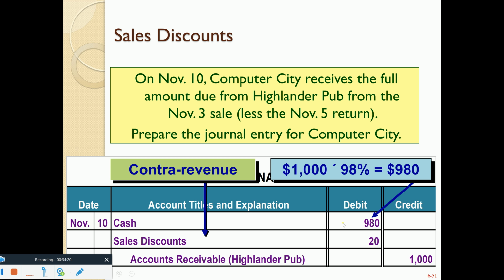Now remember, they originally owed us $2,000, but $1,000 was returned, so now they only owe us $1,000. The customer is paying within the discount period. So instead of the customer giving us $1,000, they're only going to give us 98% of the $1,000, or $980. That's why we debit the cash for $980. We're going to reduce the accounts receivable for the full $1,000. The difference between the receivable that is written down and the cash that was received, in this case $20, is another contra revenue account. So in addition to the sales returns contra revenue account, we also have the sales discounts account.